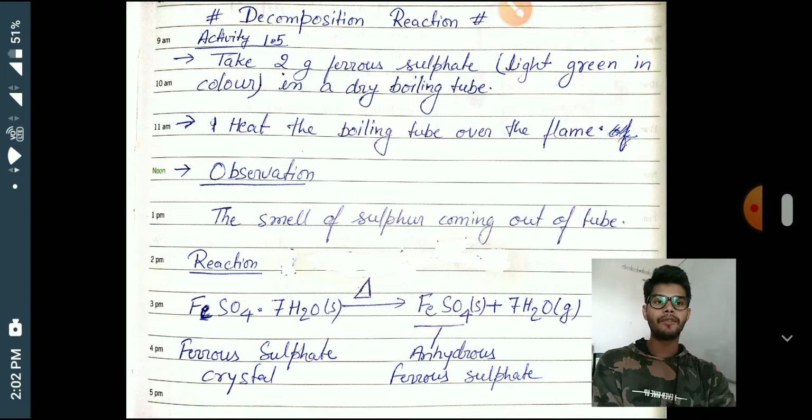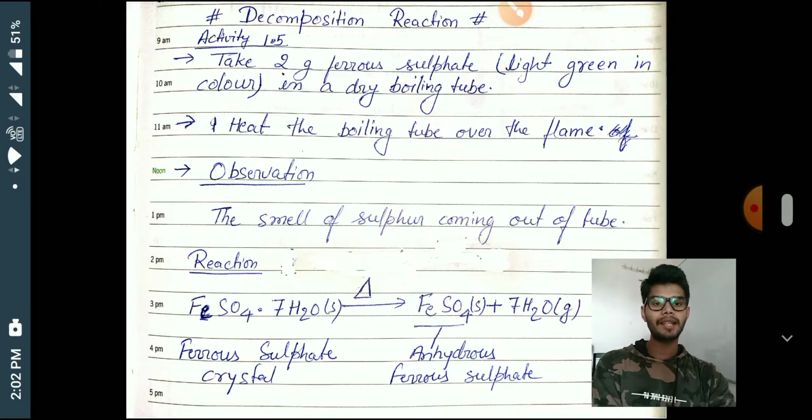Take ferrous sulfate, which is light green in color, in a dry boiling tube. Heat the boiling tube over the flame. So what will you observe? The smell of sulfur is coming out of the tube. Here we can see a sulfur type of smell. It is the same smell you recognize when you burn sulfur.